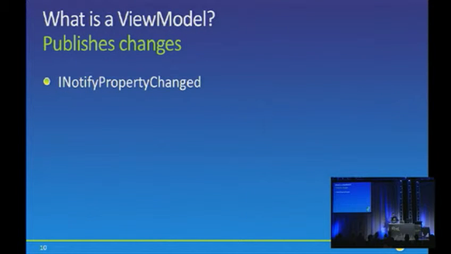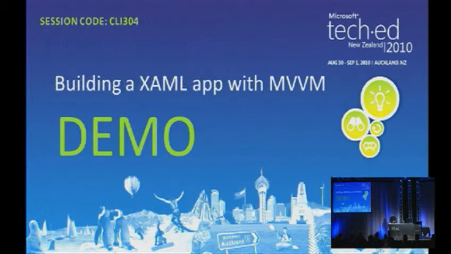So we're going to go through those three core concepts. The first thing is that it needs to publish changes. XAML, so WPF, gives us this INotifyPropertyChanged interface. It works in Silverlight as well and Phone 7 as well. And it's incredibly trivial. So I'm going to show you how it works.